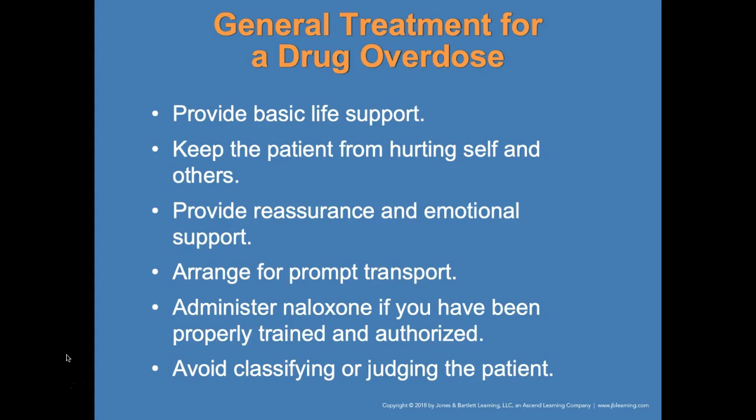We need to provide reassurance and emotional support, let them know that we're trying to help, arrange for that prompt transport, administer naloxone, Narcan, if we've been properly trained and authorized. So going back and looking at it, we need to remember that Narcan is used for opioid overdoses. We need to look at our signs and symptoms and remember that these are downers, so our blood pressure is going to be decreased, our breathing is going to be decreased, heart rate is going to be decreased.